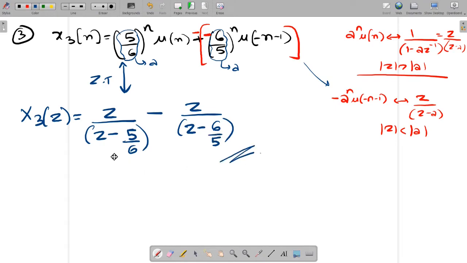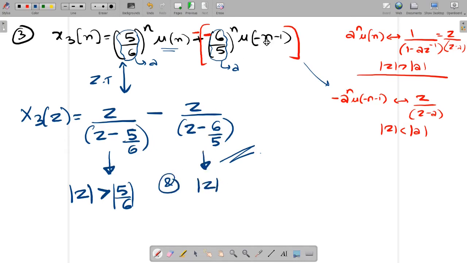What is to be seen over here? The ROC. What is ROC? Mod z is more than, right? Because why more than? Because it's u of n. More than a is 5 by 6. And over here, what is ROC for this? Mod z is, yeah, it is u of minus n minus 1. So it is less than a is 6 by 5. Okay, let us plot the ROC now.